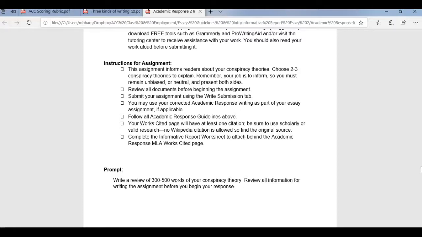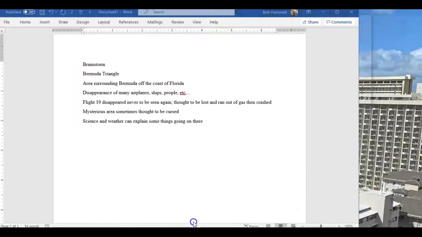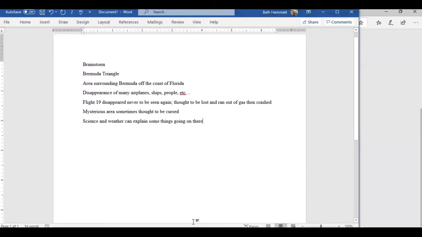Please be sure and review all the documents before you begin, and then you'll upload that when you get ready for grading. Okay, so write a 300 to 500 word review of your conspiracy theory. All right, so let's take a look at an example. Before you get started writing, this is the perfect piece to do a brainstorm sheet. So here you're going to see the brainstorm for the Bermuda Triangle. And this is what the author knows. Now we know what needs to be cited and not cited.